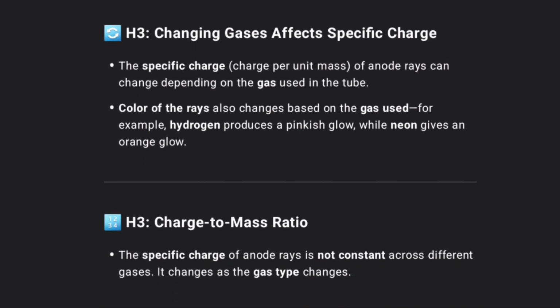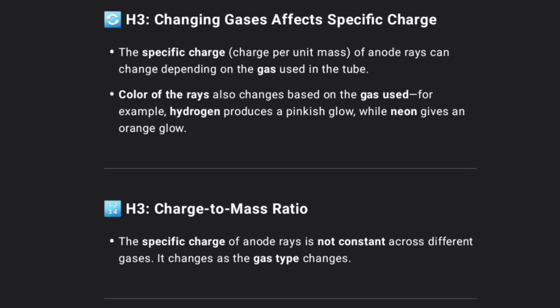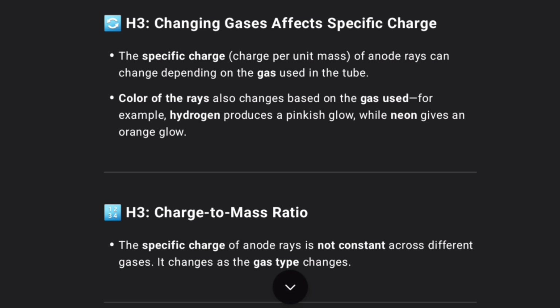Changing gases affects specific charge. The specific charge per unit mass of anode rays can change depending on the gas used in the tube. The color of the rays also changes based on the gas used. For example, hydrogen produces a pinkish glow, while neon gives an orange glow.